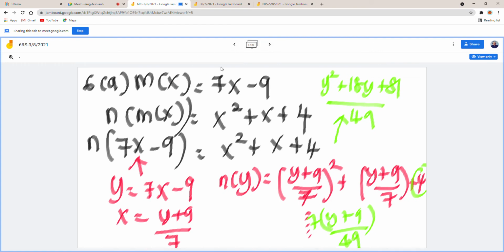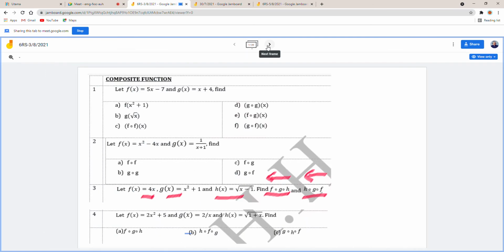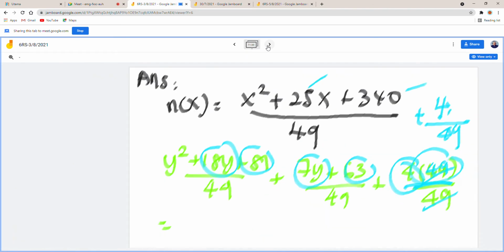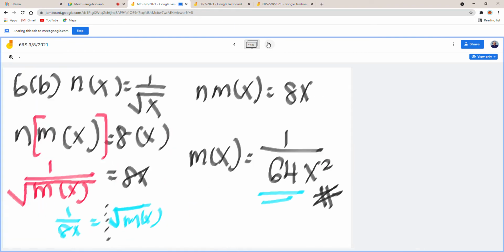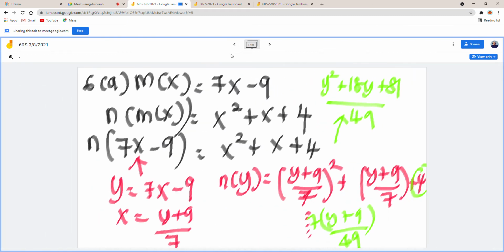And 6a, I think so. What's the question for 6a? I think they're asking us to find nx. They give mx and they give nmx. Now we have to find nx. So same as question 5. Substitute this one as y, make x the subject, and then substitute over here, and y over here, and you get the answer.